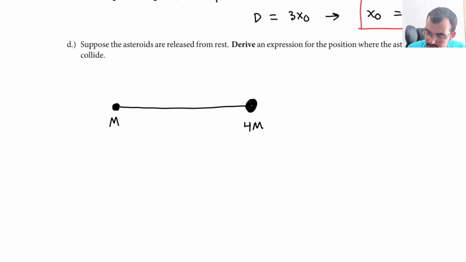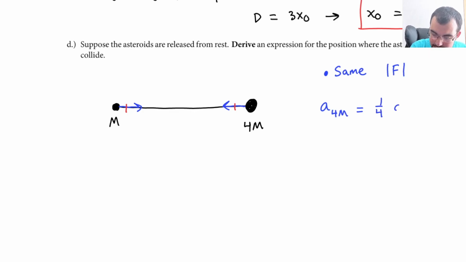So what we know is that our forces are going to have the same magnitude. So the force on the m is going to be the same as the force on the 4m. So there's the same sort of driving force in each of these situations. How does that help us know where they collide? Well, equal forces, not equal accelerations. So we know that the acceleration of the 4m is going to be a quarter of the acceleration of the 1m, because net force divided by mass is acceleration.